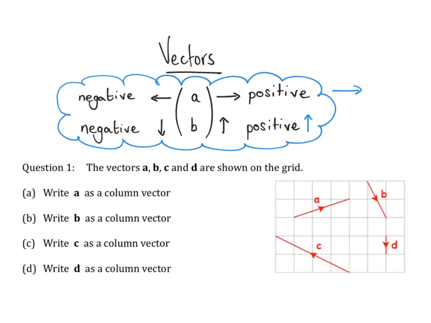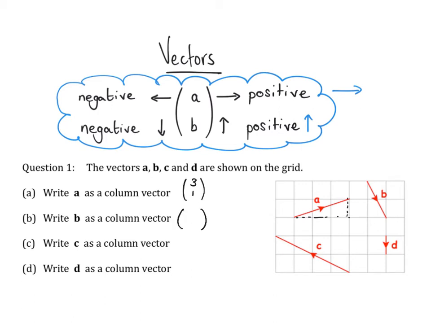Okay, let's have another look at this one. The first one we're looking at is A. We want A as a column vector. If you notice, that's the one that we just did. It goes 3 across and 1 up. 3 to the right and 1 up.